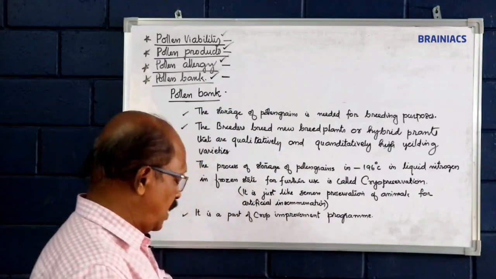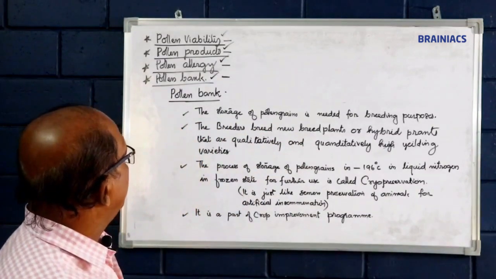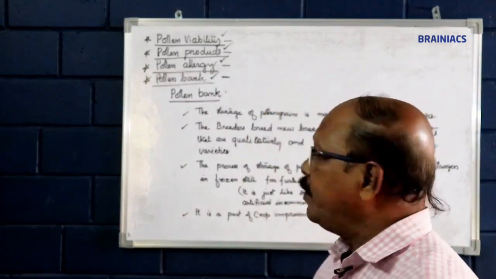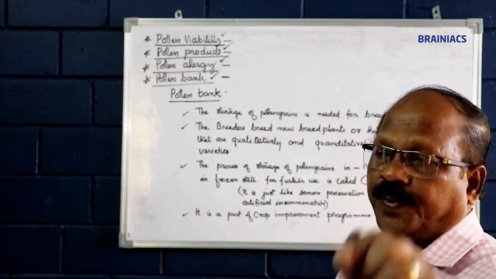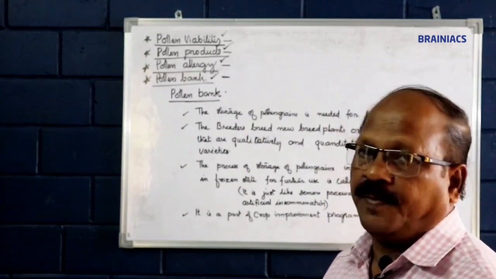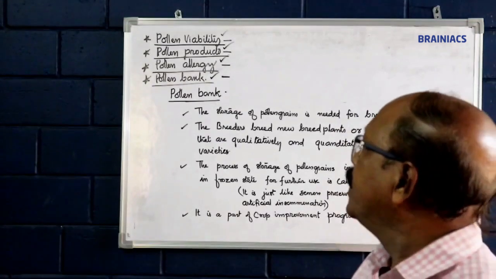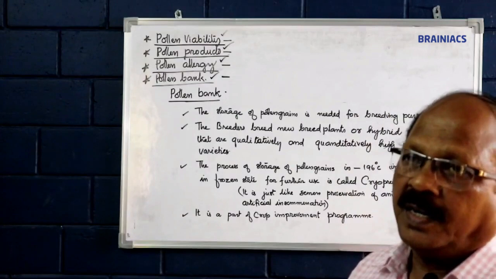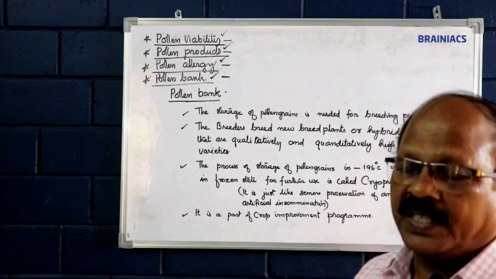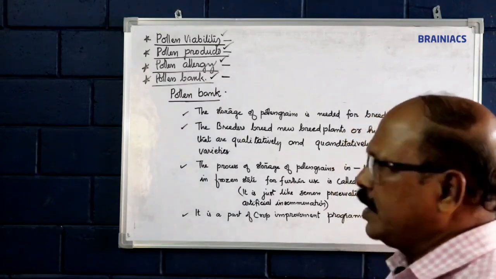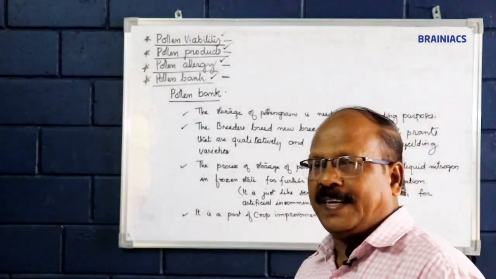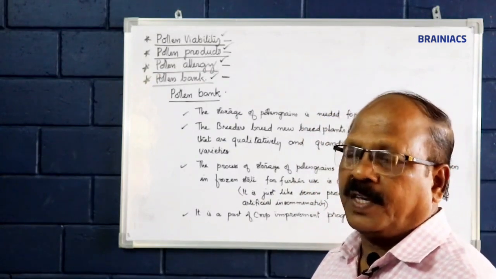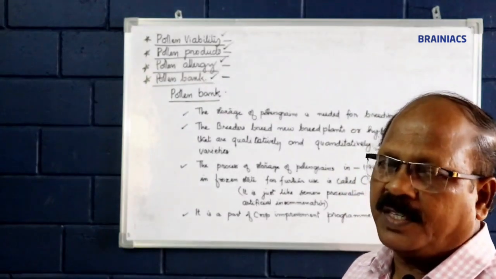Okay. And so that is about pollen viability, pollen products, pollen allergy, and pollen bank. Remember, please, pollen viability is the period that pollen grains remain functional for pollination and further development. Pollen products: as the pollen grains of some plants are highly nutritive, they are edible, most probably in Western and Eastern countries. In India also. For example, the pollen grains of Hibiscus rosa sinensis or China rose are edible for those who are suffering from imbalance of hormones. Nowadays it is used.